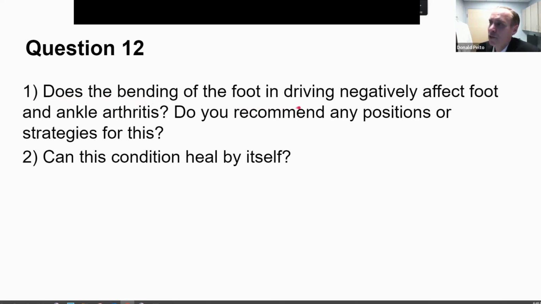Does the bending of the foot in driving negatively affect foot and ankle arthritis? Repetitive motion, so repetitive on that gas, on that brake, yes, it can. Any positions? I've heard of Dr. Feldman recommending people put a yoga block against the door that's near them to kind of realign the hip and the knee. So he talks about doing that. And can arthritis heal itself? Probably not. Do you guys have any other tips about position wise? I just usually tell folks to avoid anything that puts those joints in an extreme range of motion.